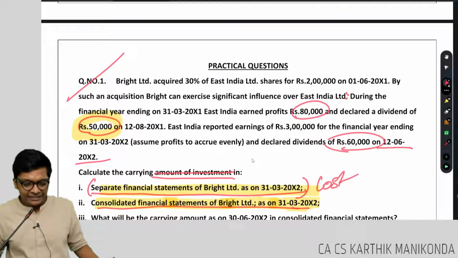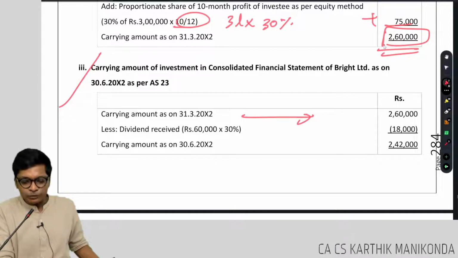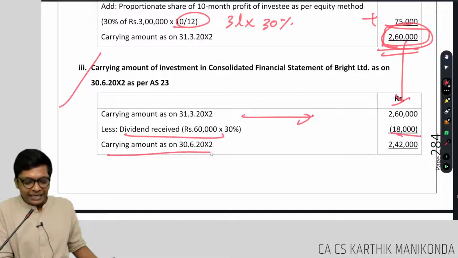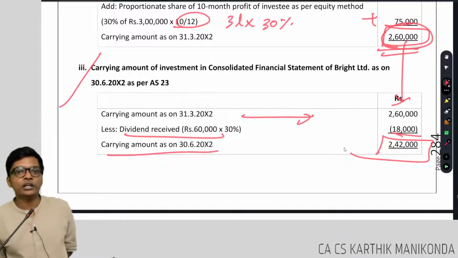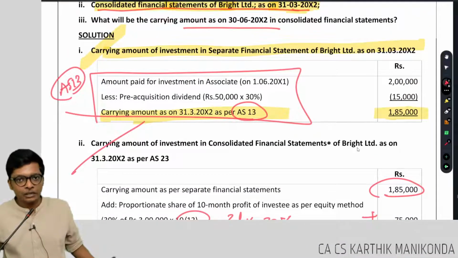Let me show you the presentation over here. Look at this. 2,60,000 is what I computed above, correct? With that less dividend 18, carrying amount is 2,42,000. Are you following, guys? Easy or difficult? This is the answer. Clear?